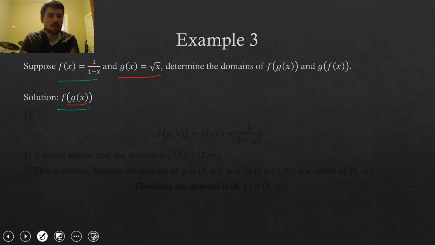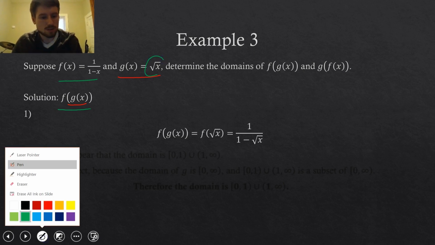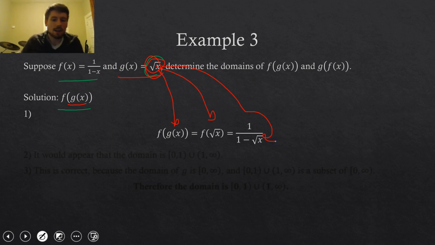So we've got g on the inside, f on the outside, and so when we plug this g function, keep it red, into f of x, we end up plugging in root x where we see x in f. So our new answer is 1 over 1 minus root x.